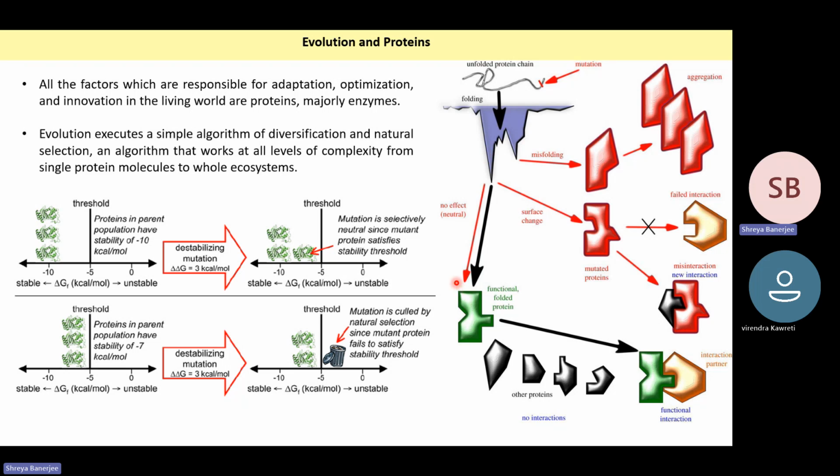Third is a mutation which is neutral mutation, that is, it has no effect. The original protein was also binding to this ligand, the mutated protein is also binding to this ligand. In that case, the mutation has no effect, just the protein is slightly changed structurally, but it is a neutral mutation because it is having the same function as the original protein that was binding to this ligand. These are the different kinds of mutations.